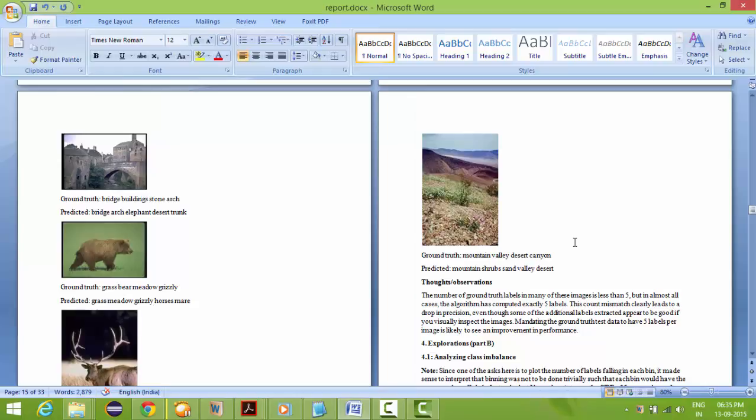This mismatch of counts clearly leads to a drop in precision, even though some of the additional labels extracted are good, as can be seen upon visual inspection. So if you mandate that the ground truth test data have 5 labels per image, the performance is likely to go up.